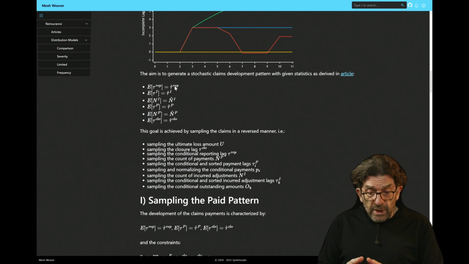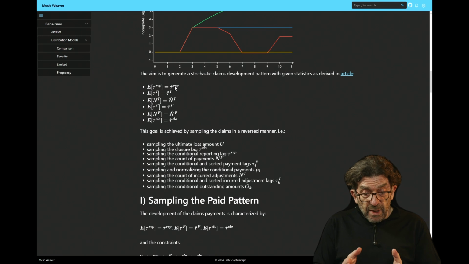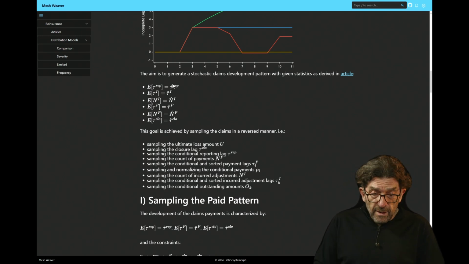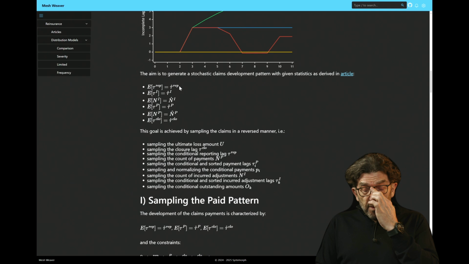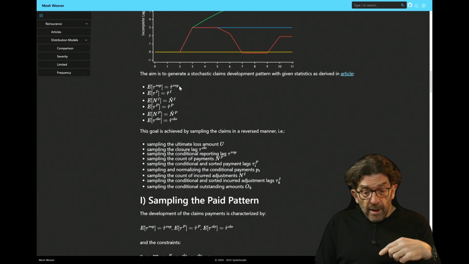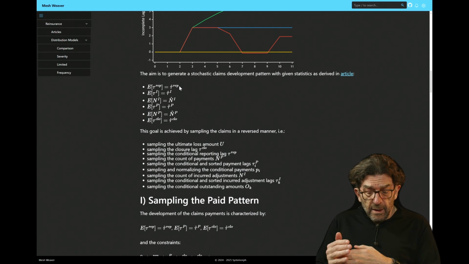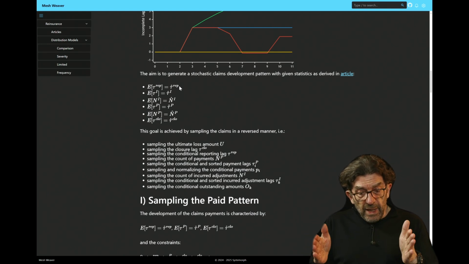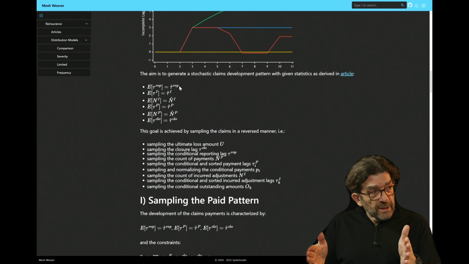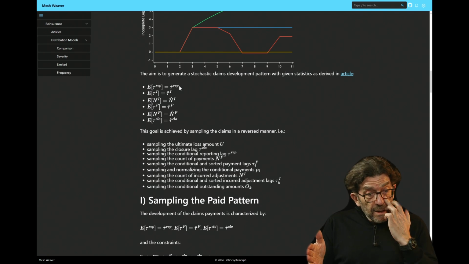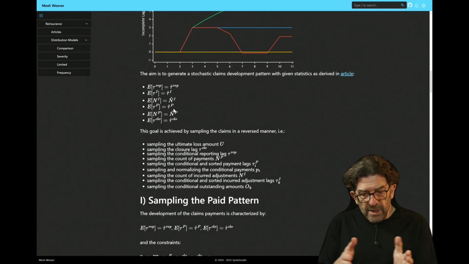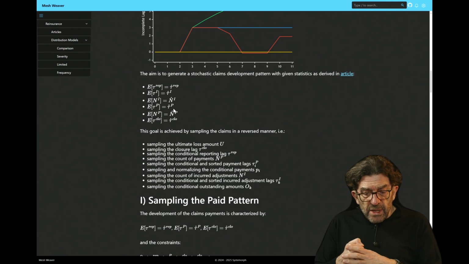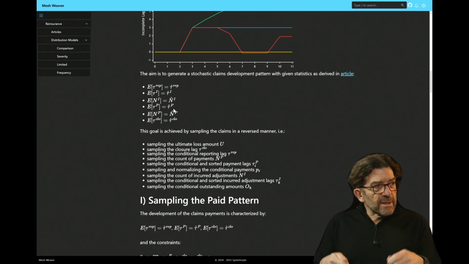And by doing this, I can preserve and make sure that the overall reporting lag remains unchanged. So this is what I do for the reporting lag. And then I do the same once I have the reporting lag and the closure lag. Then I say the payments have to be within this period. So again, I scale the payment lag into these confines. So I have a conditional payment lag, which I can then sample again.